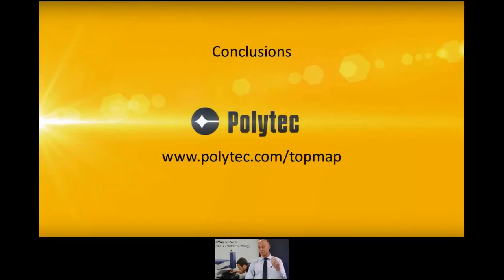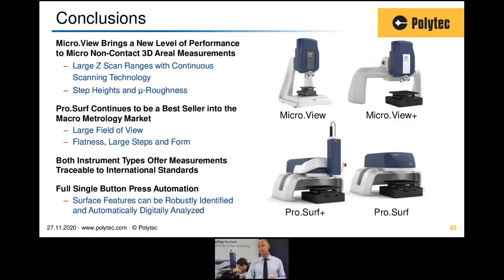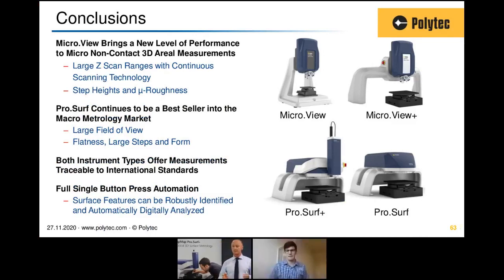So, conclusions, and this is the last slide and the end of my presentation. MicroView brings very nice performance to microscopic instruments, with continuous scanning technology, ideal for small steps and textures. The ProSurf is very good for large areas, good for flatness, large steps, or measurements. All our instruments offer standards, and we offer very nice automation.